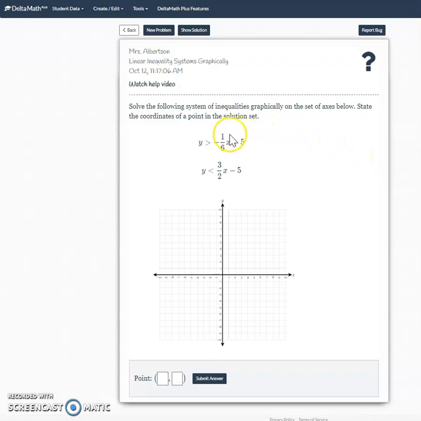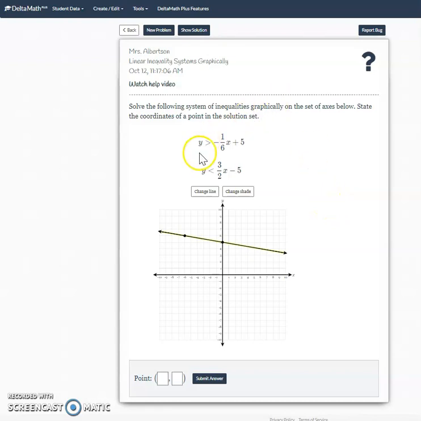So first up, I need to graph this first line. Starting at +5, I'm going to plant my first point right there. Slope is negative, so I know I need to go this direction. I'm going to go up 1 and left 6. I'm pretty sure I counted correctly there.